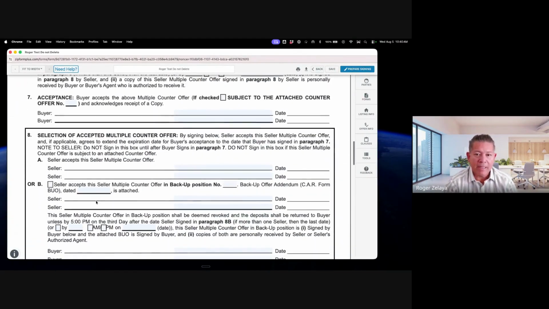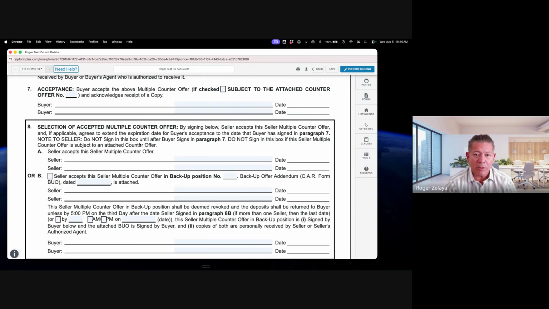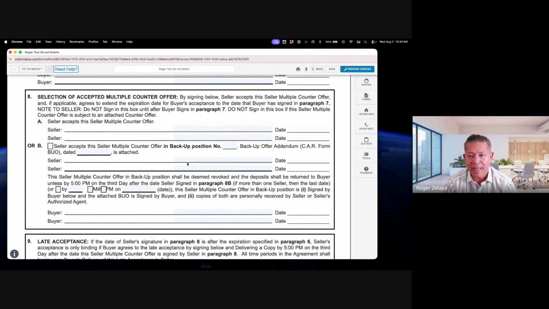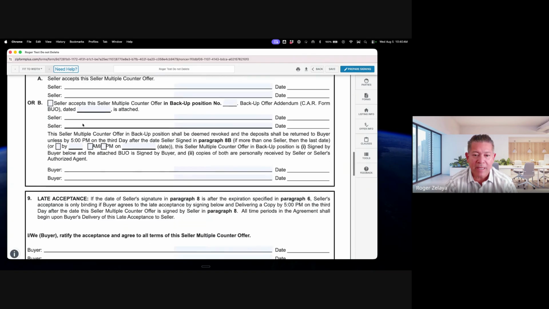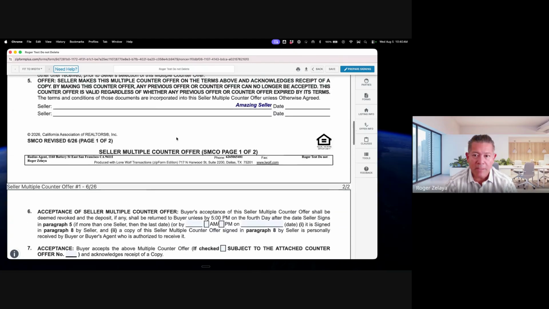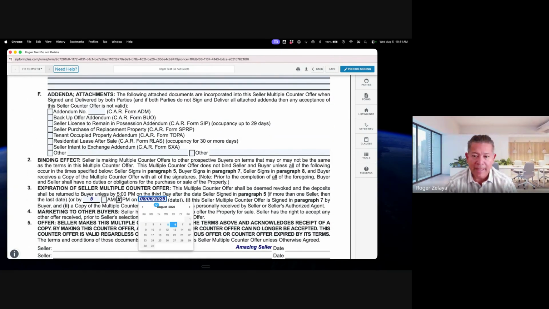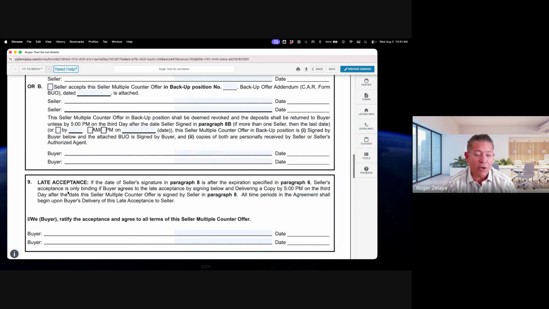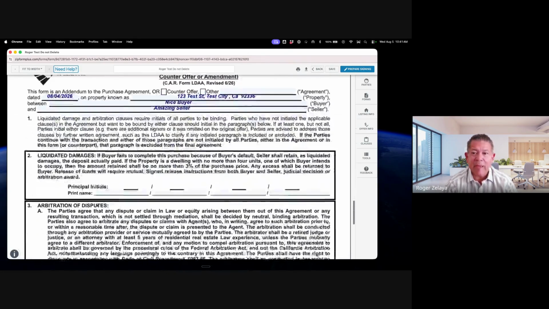Okay, this is the selection of accepted multiple counter offer, and this, guys, is important because it's always about timelines, right? If you give them until 8/6, which is tomorrow, and the offer comes in on Friday at 9 a.m., well, now you don't have to create an addendum, and your seller would then accept on the late acceptance.